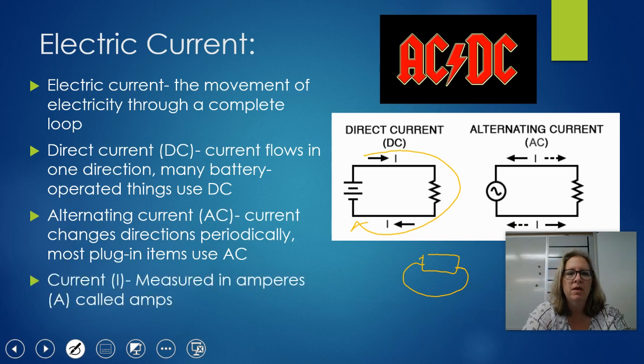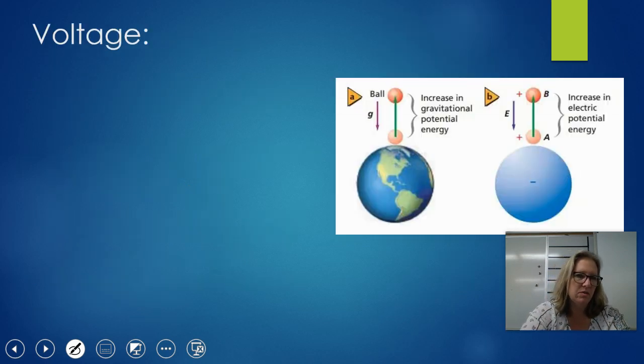Current is measured in something called amperes, or amps. I know there's a bunch of letters here. The A is for amps, but the italic I is the abbreviation used for current. We're going to put a bunch of these things together in a formula coming up. I'll show you that again.